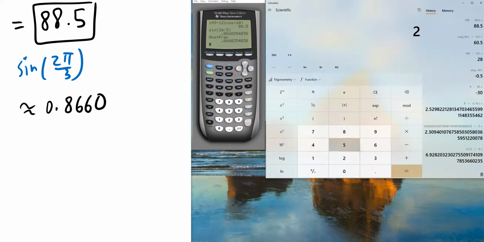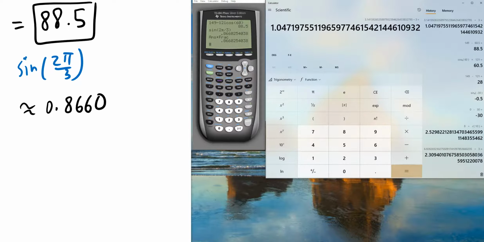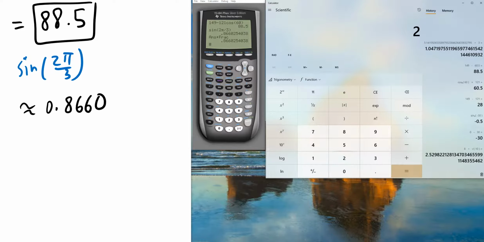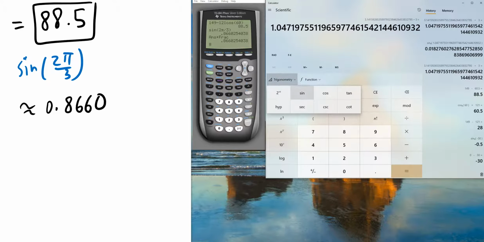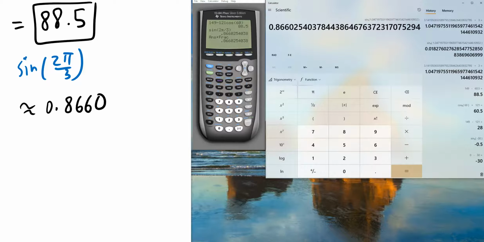Now, if I do it on this calculator, what is the first thing we can do? 2 pi divided by 3. So if I do trig and sine, notice I got a different answer. What went wrong here? In here, the degree should be radians. Now you see rad means radians. If we try again, 2 pi divided by 3, and now I do trig sine of that. See, it gives me the same answer, 0.8660. So that's good to know.